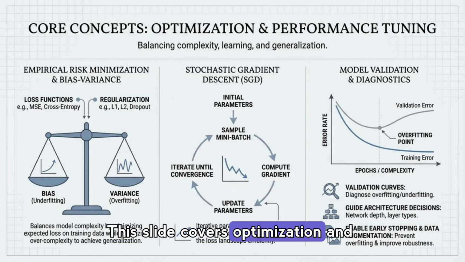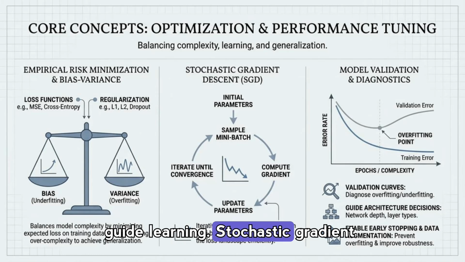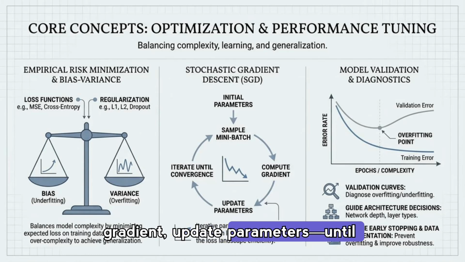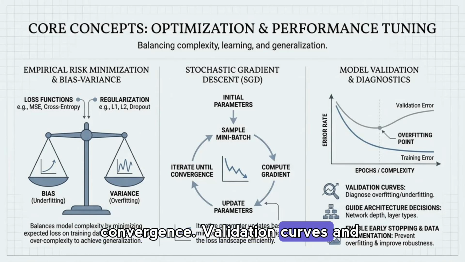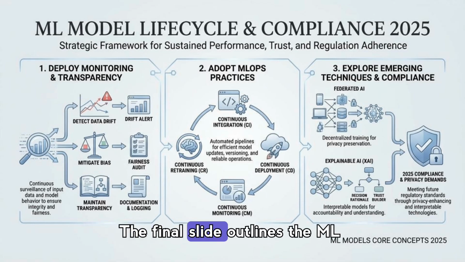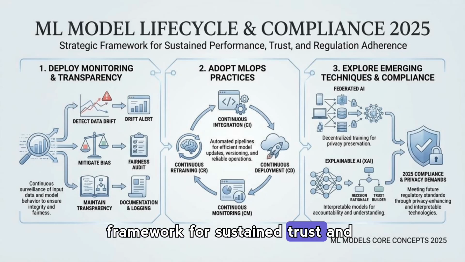This slide covers optimization and performance tuning fundamentals, starting with the bias variance trade-off and loss functions that guide learning. Stochastic gradient descent operates in an iterative mini-batch loop: sample, compute gradient, update parameters, until convergence. Validation curves and diagnostics reveal overfitting or underfitting, and techniques like regularization, early stopping, and data augmentation help balance complexity and generalization.